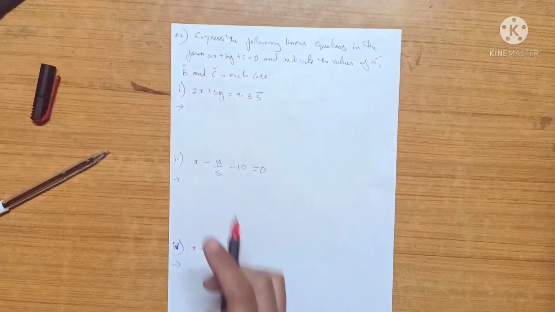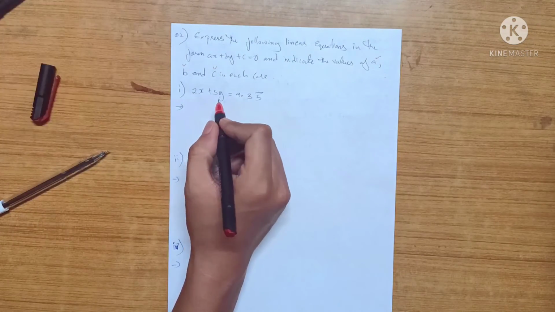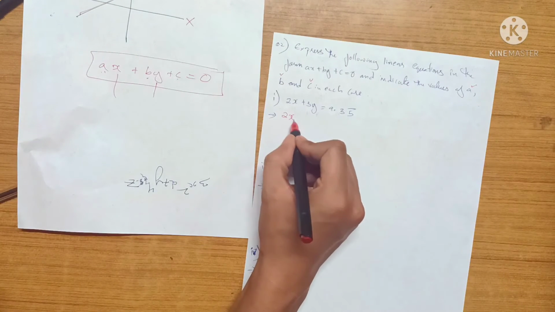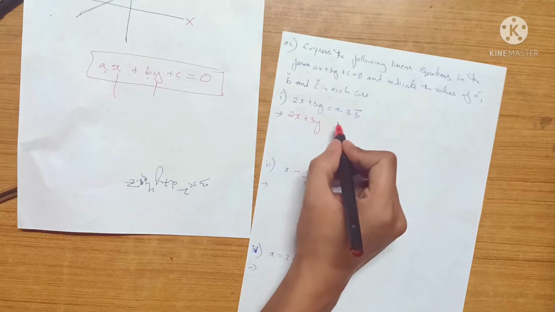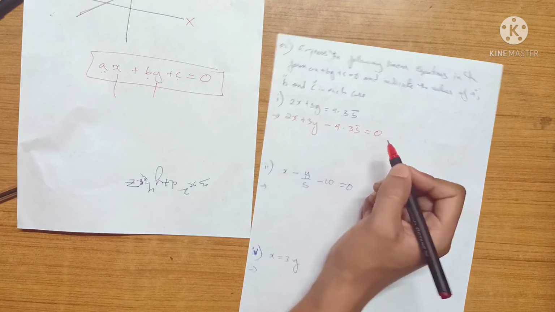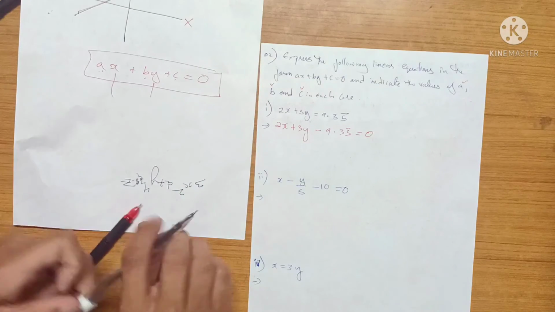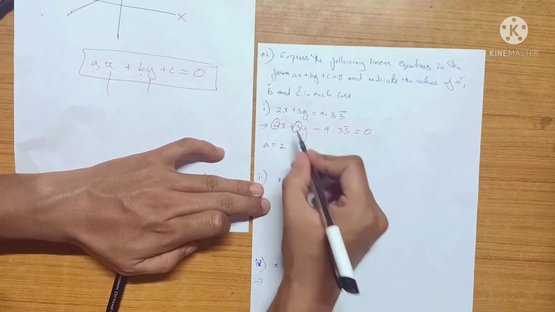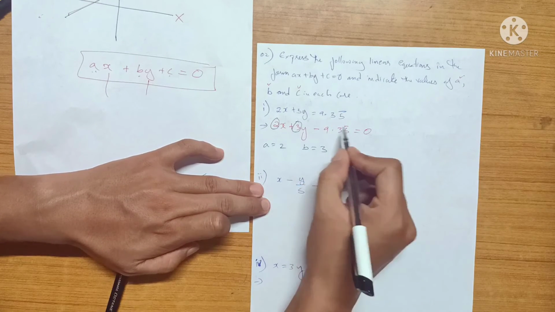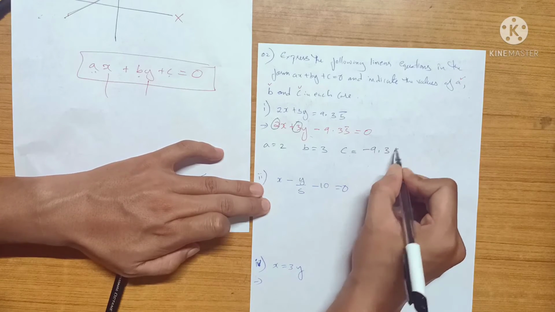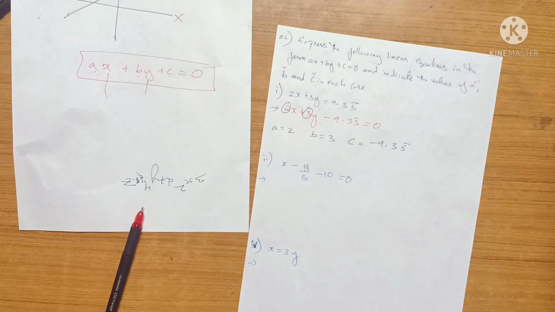So form the equation ax plus by plus c. I'm going to bring this one to this side, so it will become minus. Forget about the other side, just leave it as it is. Now this is attached with x, so a equal to 2. This is attached with y, so b equal to 3, and whatever is remaining is c. And you have to consider the minus sign also, always.